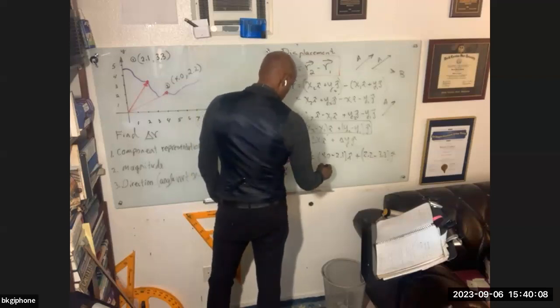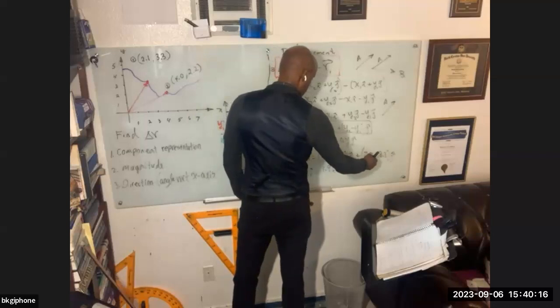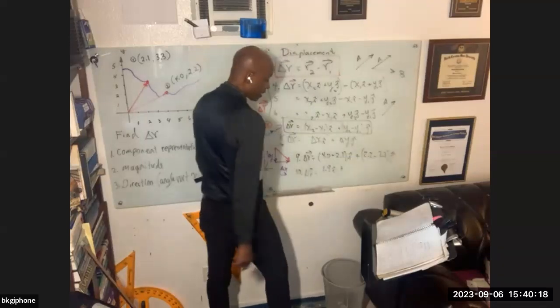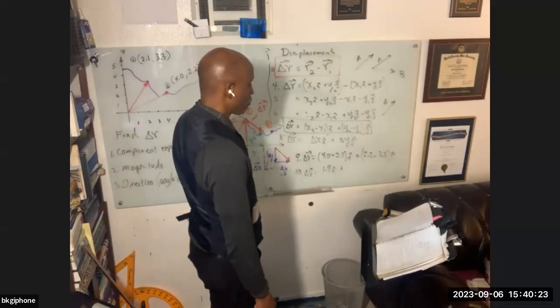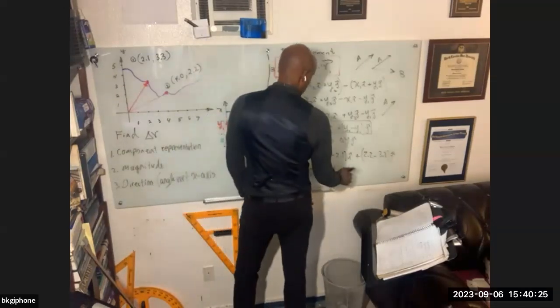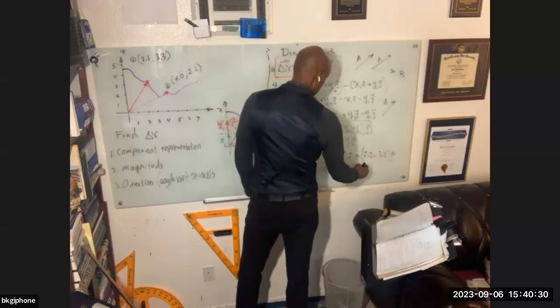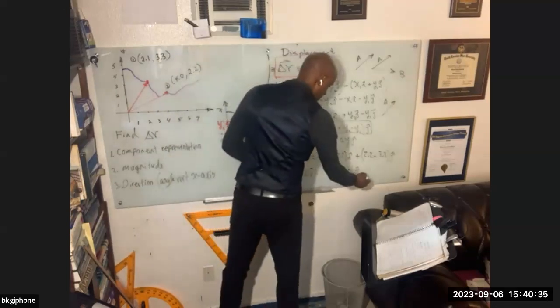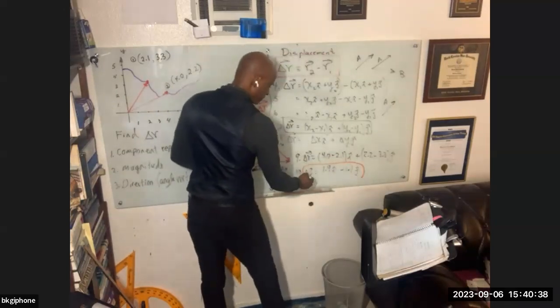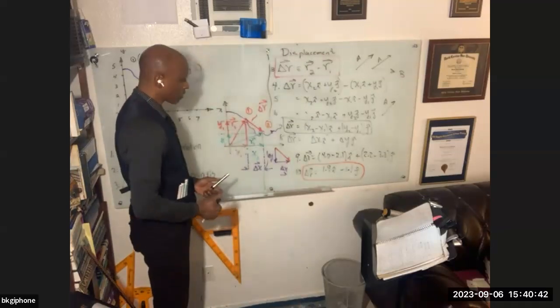Yeah, 1.9. So plus 1.9 in the i direction. And then you have 2.2 minus 3.3, but actually that's going to be negative, isn't it? Because 2.2 minus 3.3 is minus 1.1, so minus 1.1 j. So that's the first answer. That's the position vector in terms of its components. So the component representation.